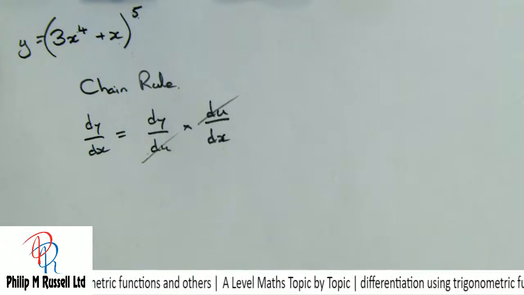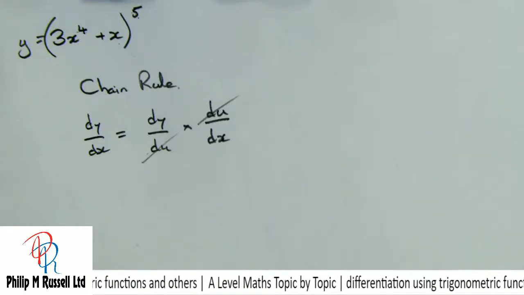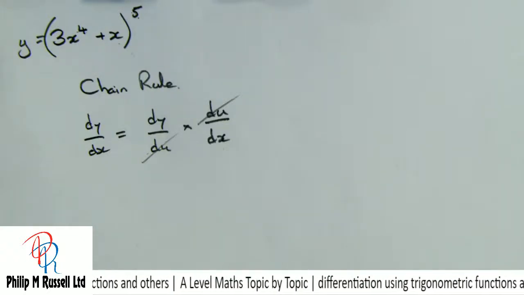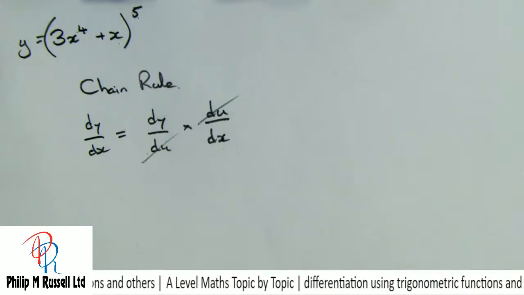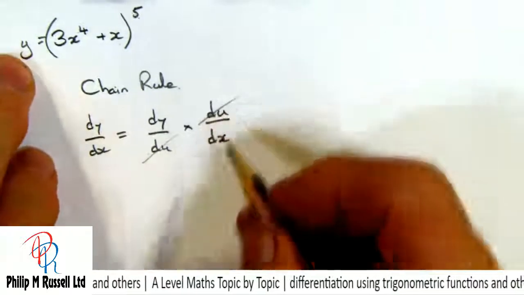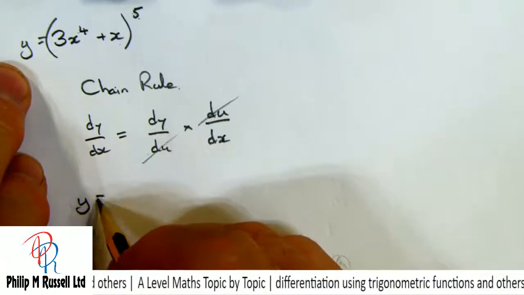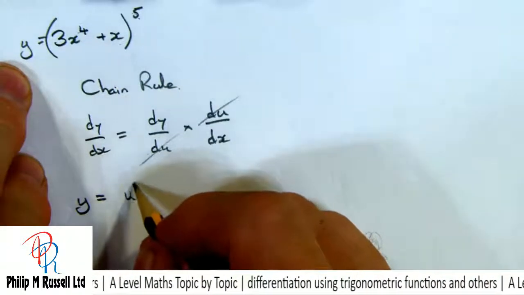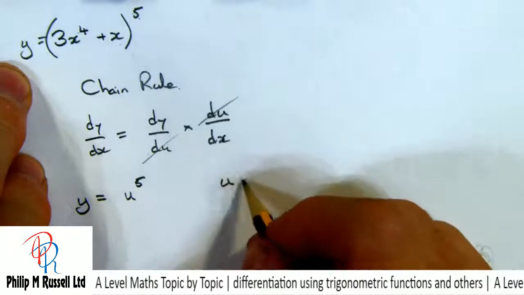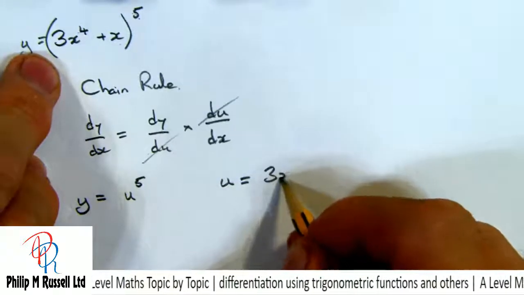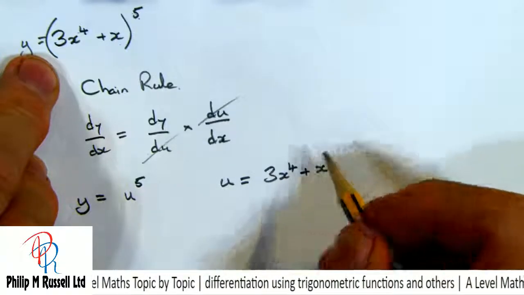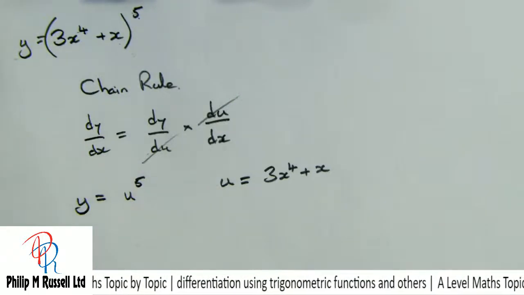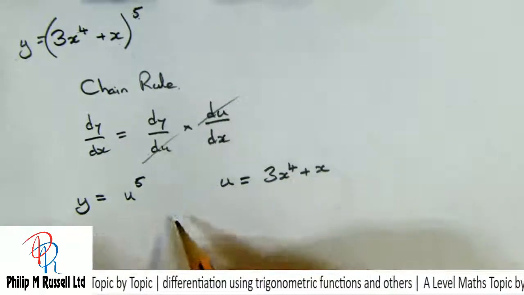But in the meantime we can try and do something with this. So let's see what we can do with this function. What I'm going to do is rewrite this function and say that y is going to equal this lot. Can't do that, so I'm just going to call that u to the 5, where u is going to equal 3x to the 4 plus x. Now I've got two particular functions. What we can do is differentiate each of these.